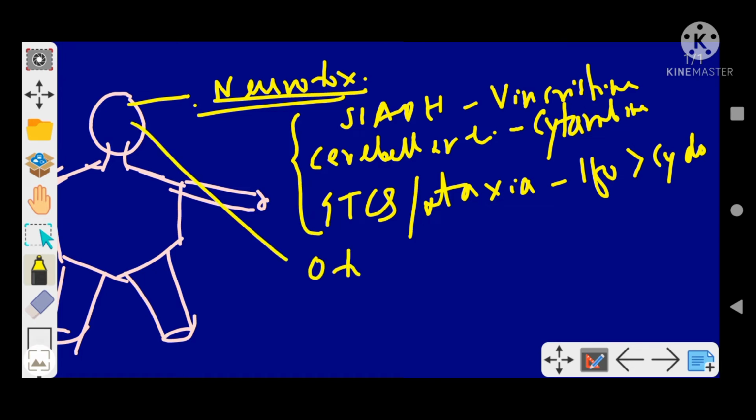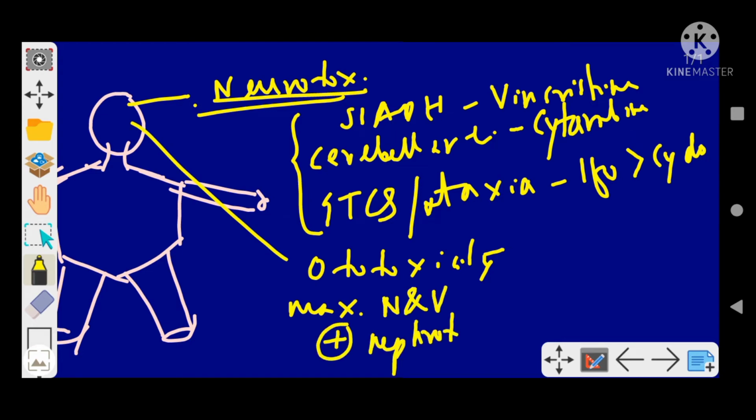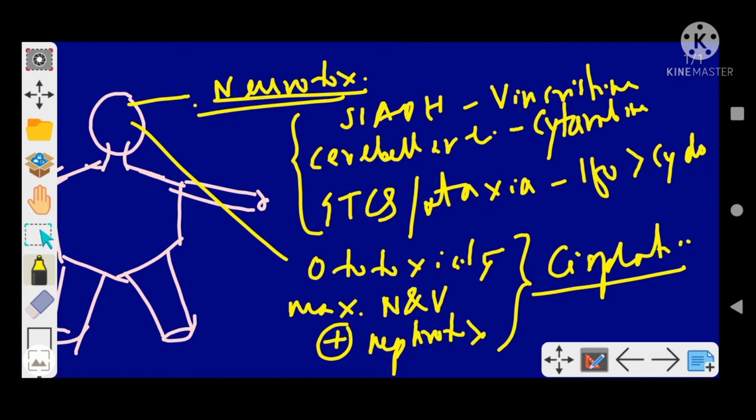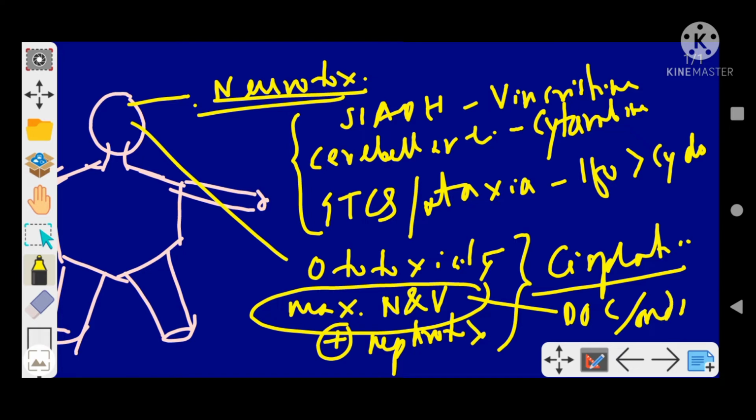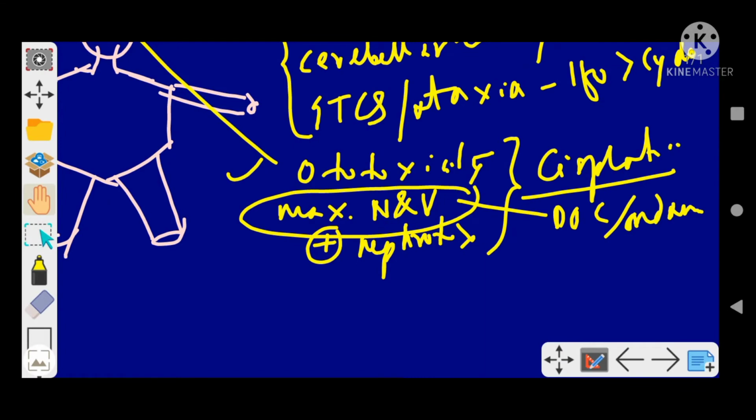Next, if I say ototoxicity or maximum nausea and vomiting plus nephrotoxicity, now this all is shown by cisplatin, and for this chemo-induced nausea and vomiting, the drug of choice is ondansetron. Remember it. Ototoxicity, maximum nausea, vomiting, nephrotoxicity, all these are caused by cisplatin, and for chemo-induced nausea and vomiting the drug of choice is ondansetron, correct?